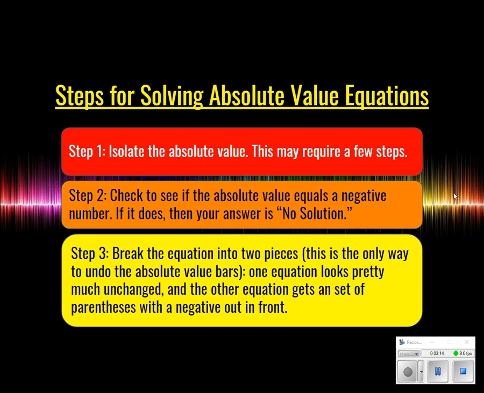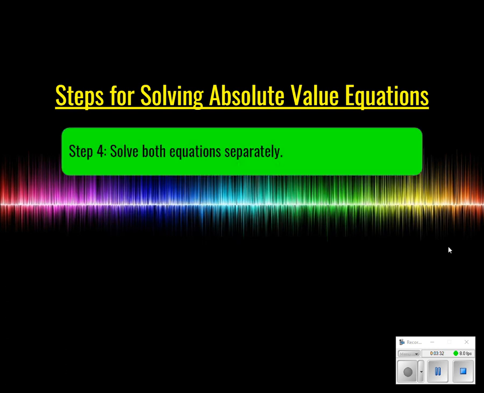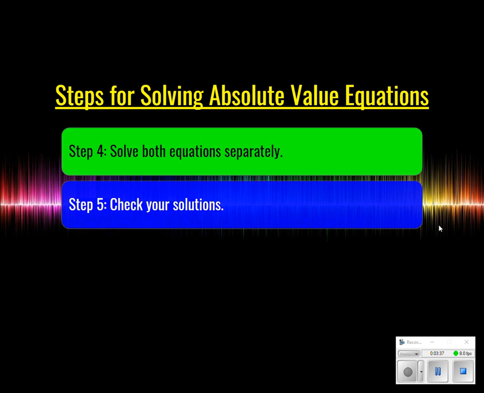Step 3, you're going to break the equation into 2 pieces. This is the only way that you can undo absolute value bars. So one equation will look pretty much unchanged. The other equation gets a set of parentheses with a negative out in front. Step 4, you're going to solve both equations separately. Step 5, and here's where if you didn't do step 2, then you should be able to check your solution and find that you have a no solution kind of situation.